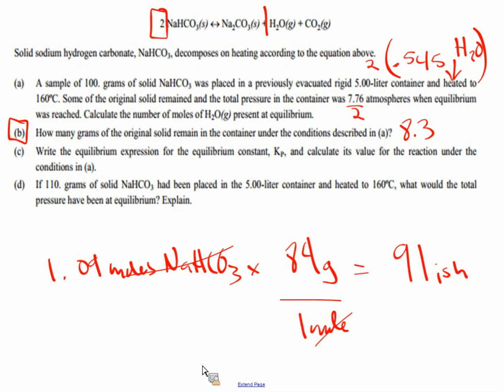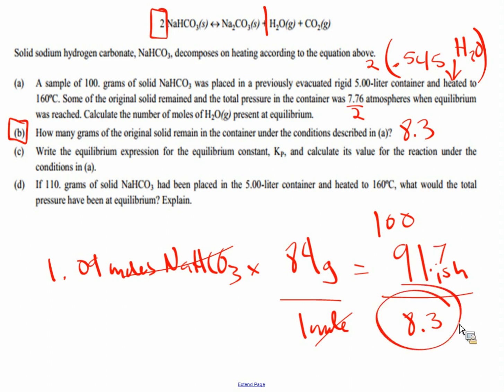You with me? All right, how many did I have to start with? I had 100, and it was 91-ish, so we just subtract, and you said 8.3 is really the right answer? So for number A, you can just ignore the 100 grams. 100% ignore it. It's okay.